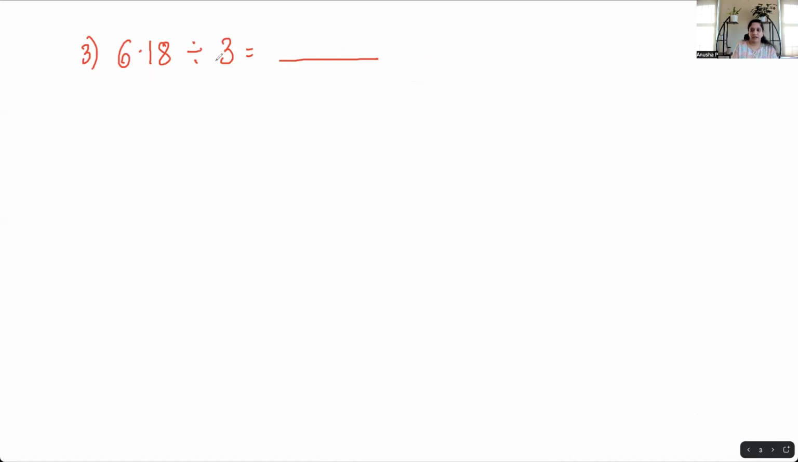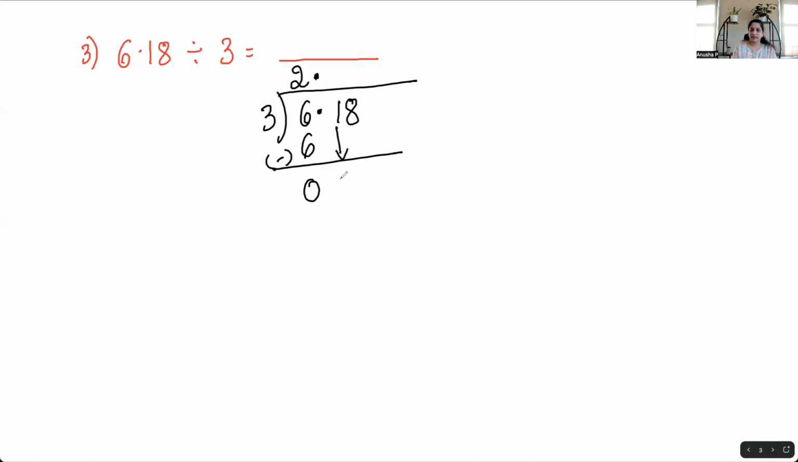6.18 is again the dividend and the 3 is the divisor. We are dividing 6.18 divided by 3. So you will write 3 outside and 6.18 inside. Okay. Now 3 times 2 is 6. So what is 6 minus 6? 0. Because of the decimal point here, we will put a decimal point in the coefficient. And then we are bringing the 1 down. Okay. So we will not get 1 in the 3 table. So 3 times 0 is 0.